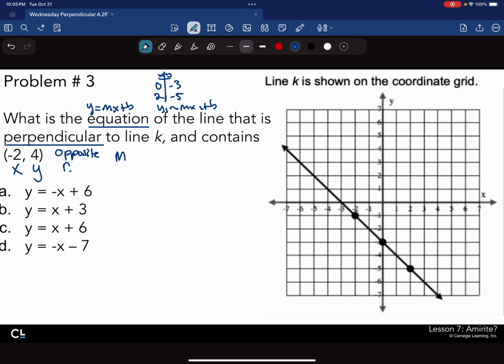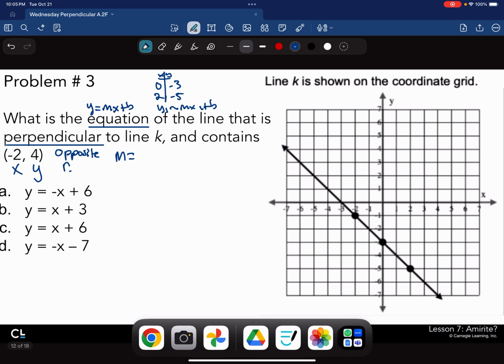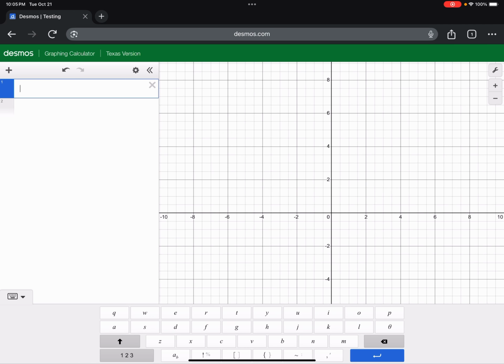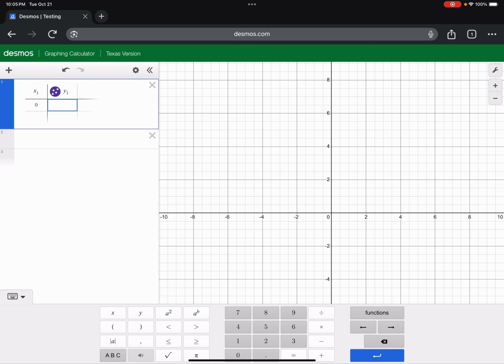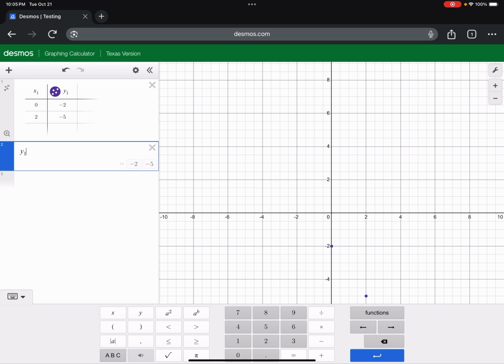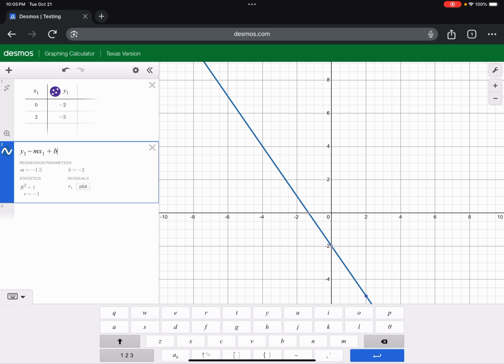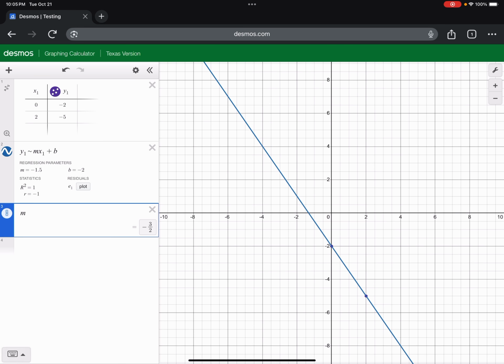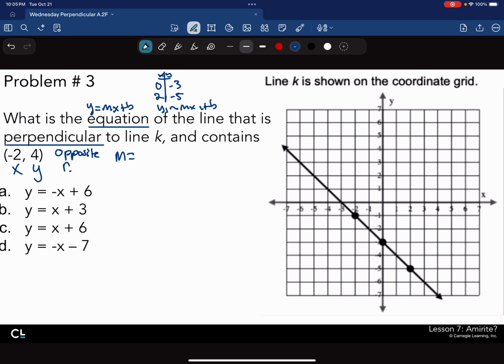And now we're going to find the slope. So we'll make a table. We have 0, -2, and 2, -5. Then you put your expression y1 tilde mx1 plus b. So we can see that our slope is -3/2. Now remember, that's our original slope, -3/2. Wait, that's not right.